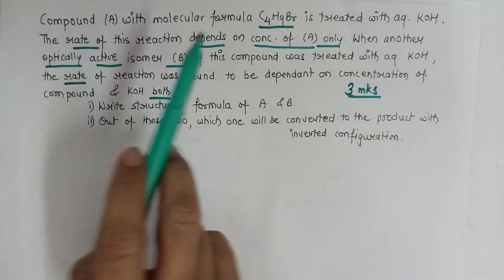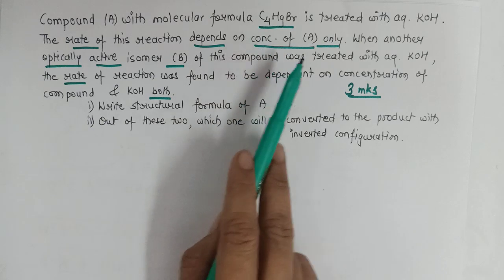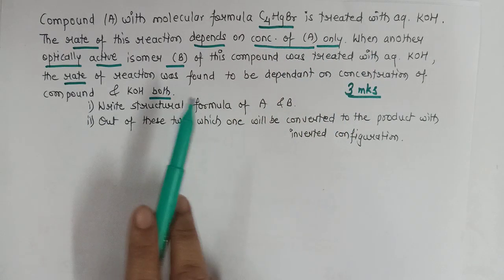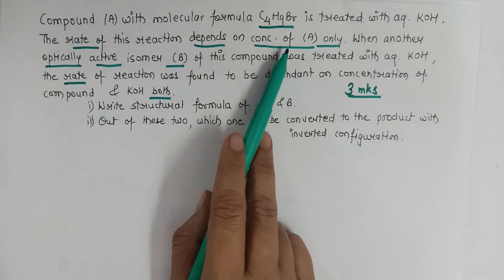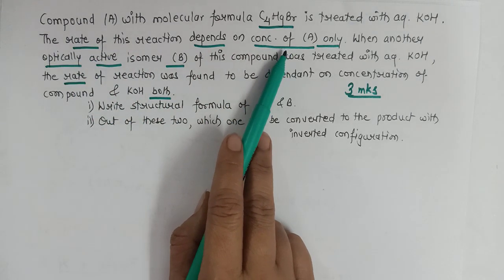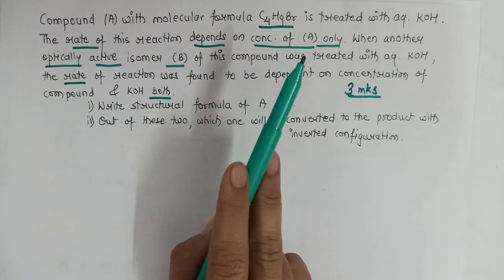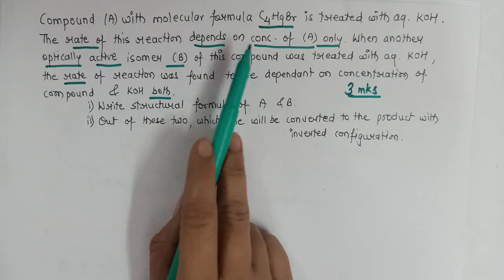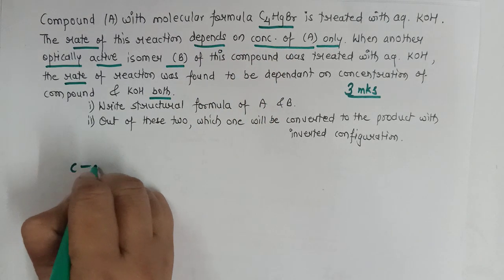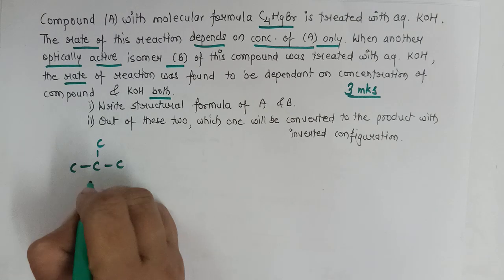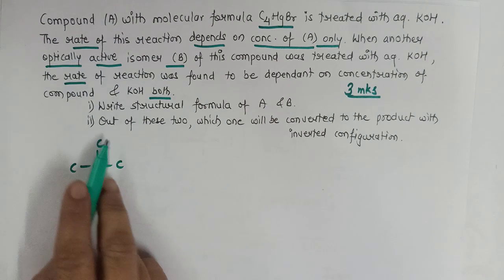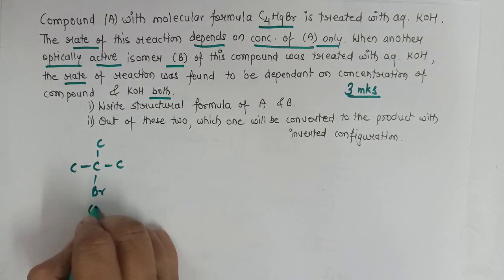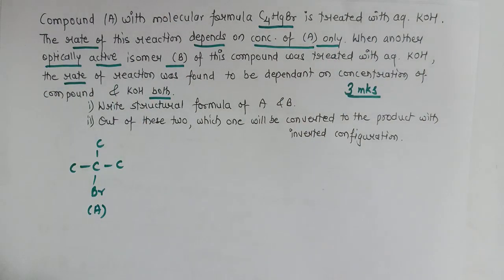Compound A, C4H9Br, when it reacts with KOH, that means substitution reaction is there, and the rate depends on only the concentration of compound A. That means it will be SN1 reaction, and therefore its molecular formula will be C4H9Br, and this is not an optically active compound according to the information given.